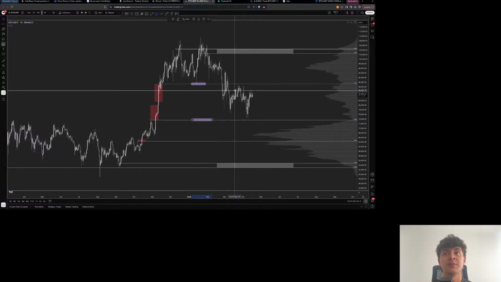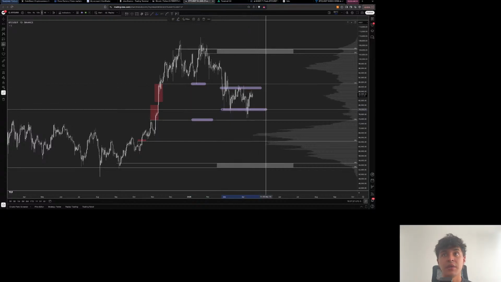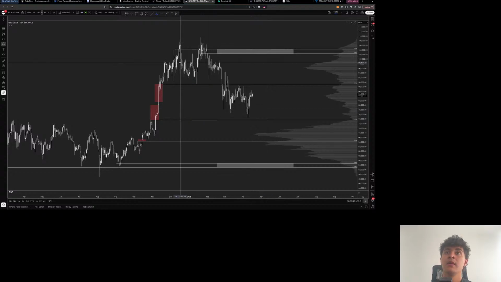And basically this is just a range formation. There's no trend on Bitcoin right now. Okay, so context, it gives you context. All right, so you can basically do the same.